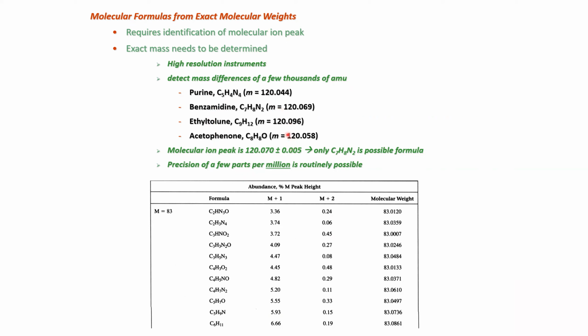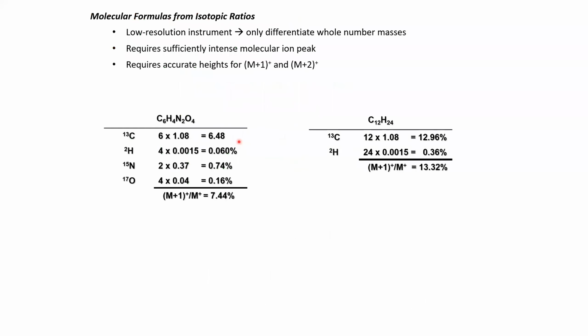How we would do that is by looking at the relative abundances of the different isotopes. The molecular ion peak is 120.070 plus or minus 0.005, so only C7H8N2 is a possible formula in that range. This here is benzamidine. A precision of a few parts per million is routinely possible, so we could actually differentiate between these 4, assuming that we have a sufficiently high resolution instrument.